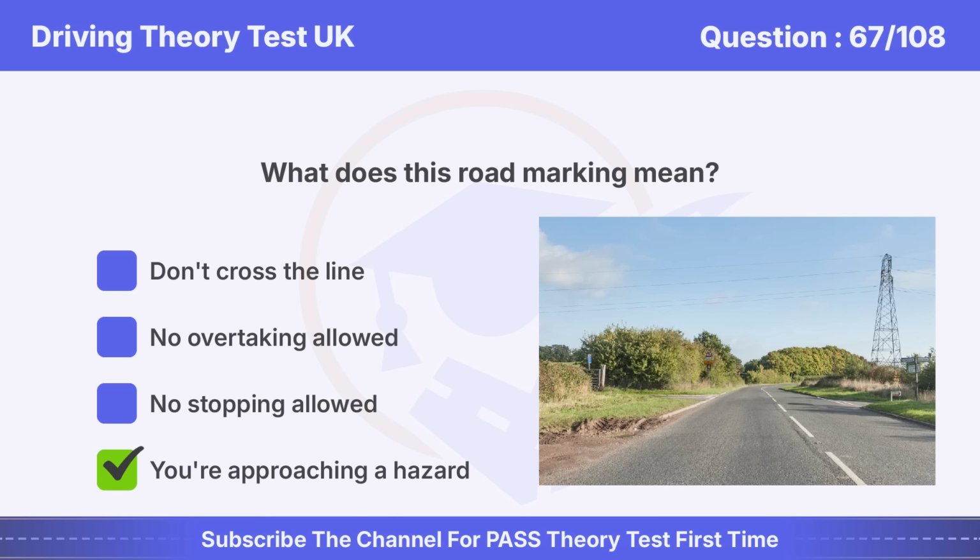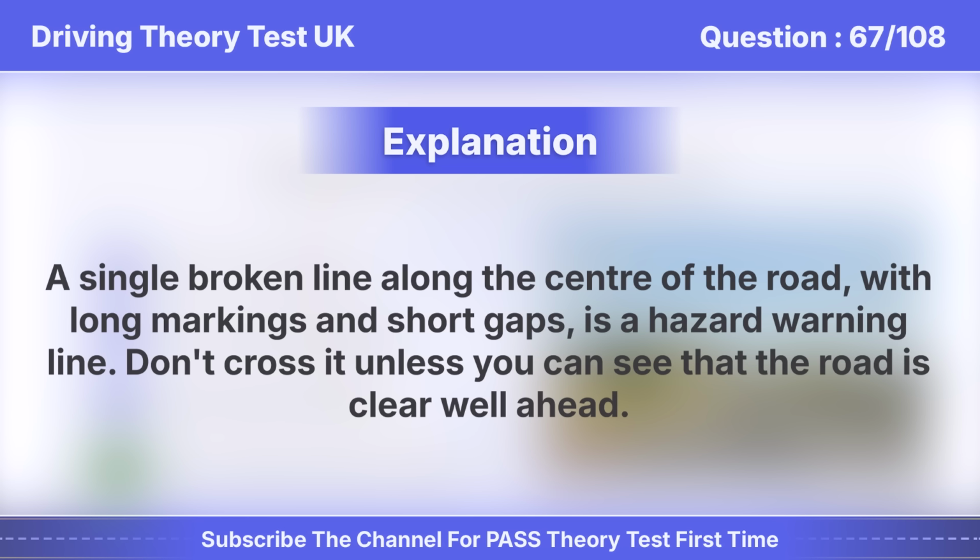Answer is D. You're approaching a hazard. A single broken line along the center of the road, with long markings and short gaps, is a hazard warning line. Don't cross it unless you can see that the road is clear well ahead.